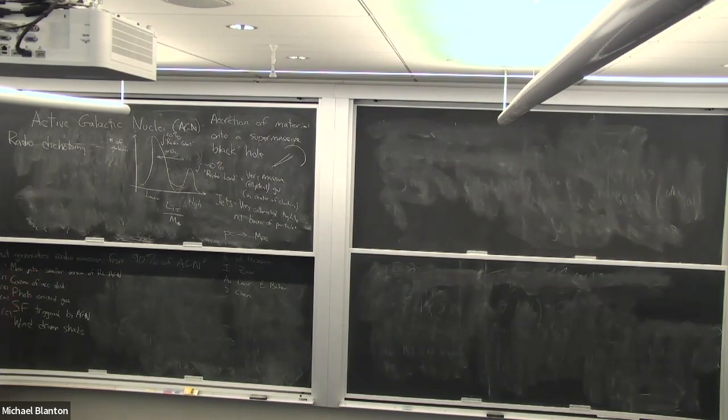Since you brought up the effects on galaxies, what about the Milky Way? The Milky Way, as I understand it, is not an AGN. It's not an AGN now. Do we know that it must have been an AGN in the past? There is evidence that there was an AGN in the past.